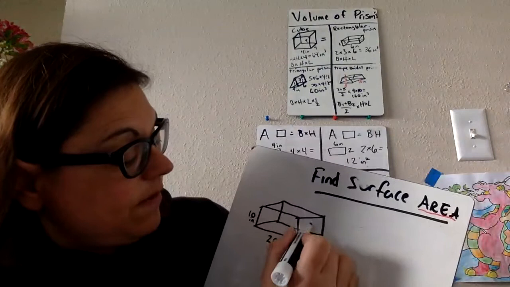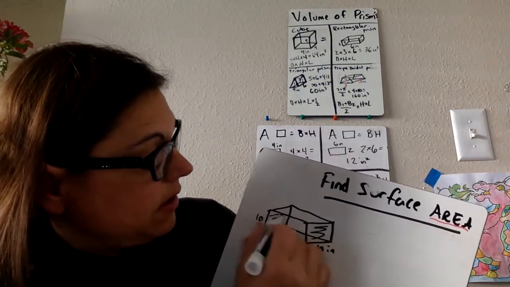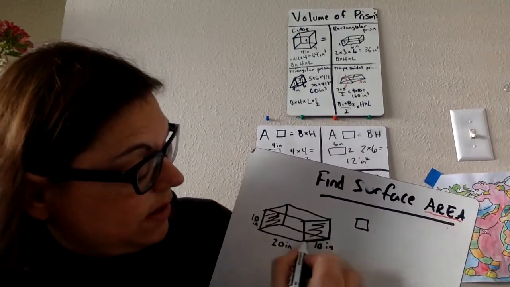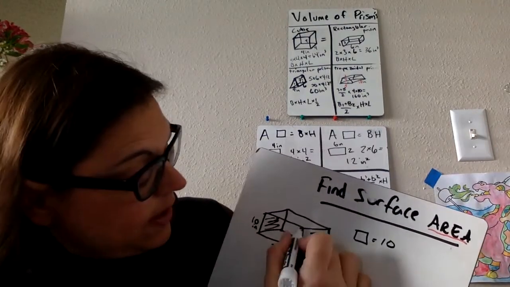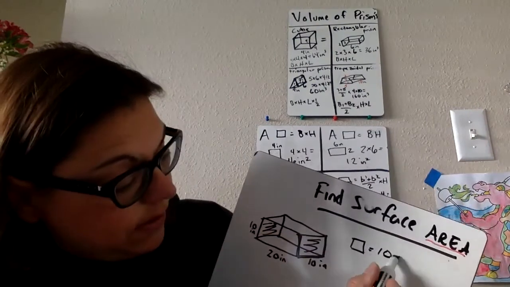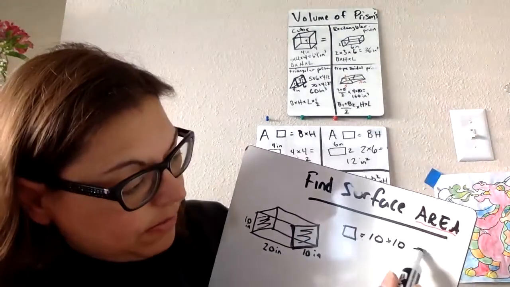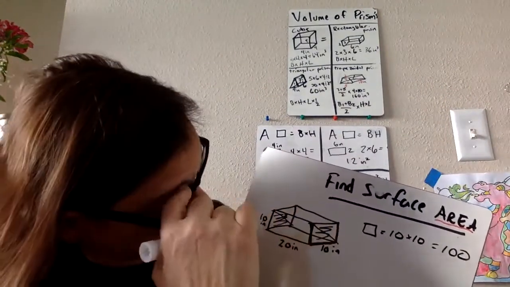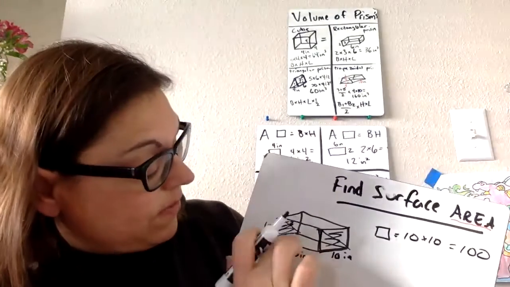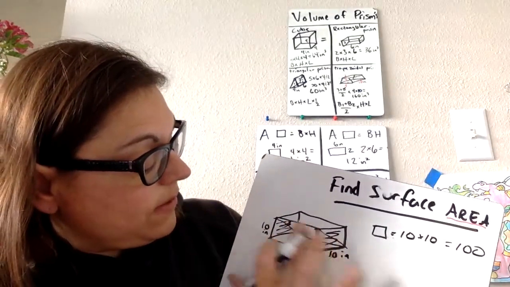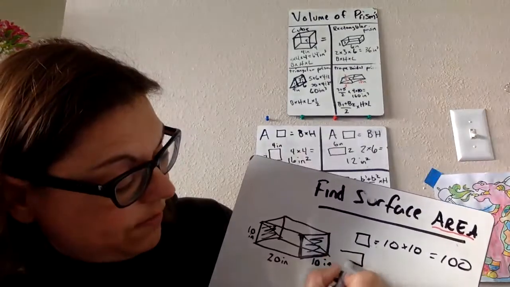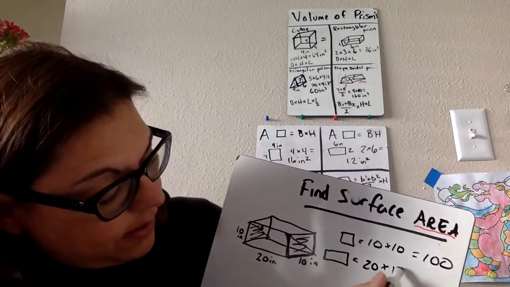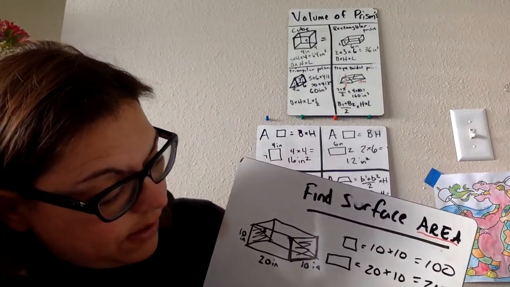So we have our 2 sides. So we'll do our 2 sides. So we have the base is 10, and the height is also 10. 10 times 10, we know is 100, and we'll cross those off. Okay, so now we have this front face here. So the front face, we have 20 times, the height is 10, and we have 200.